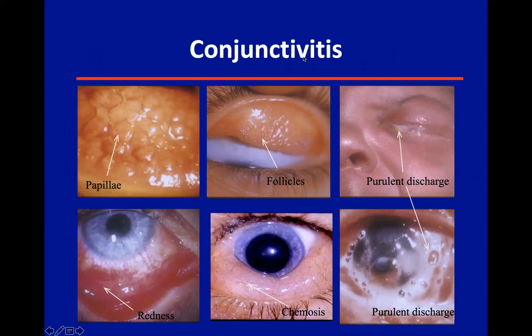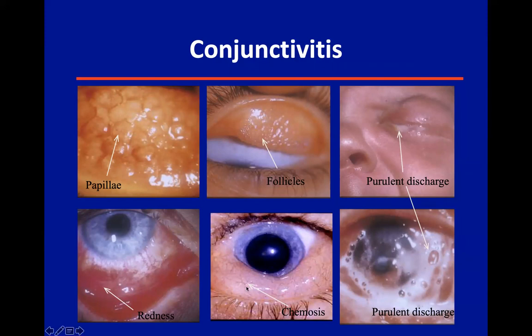As you can nicely see here, you have something called papillae. I'm just flipping the lid. You have something here, the follicles. Again, I've flipped the lids. You have a purulent discharge, really important. Again, purulent discharge. This will usually take you more to a bacterial cause.